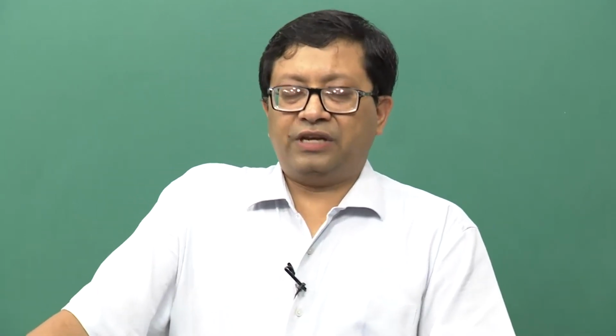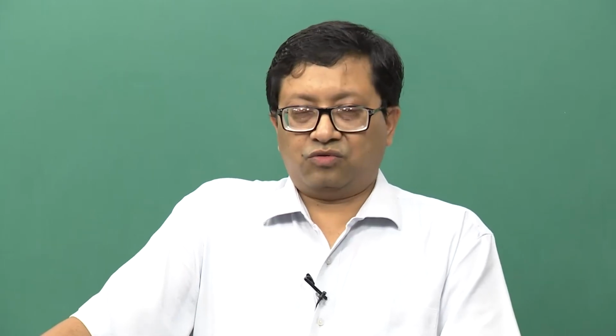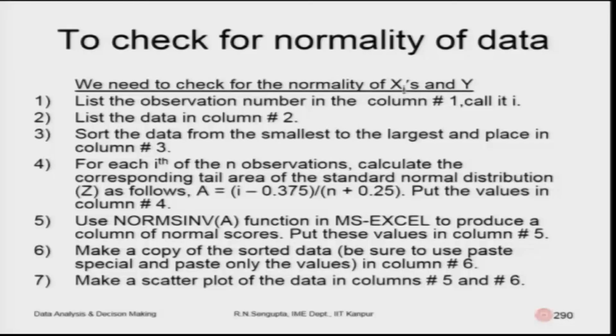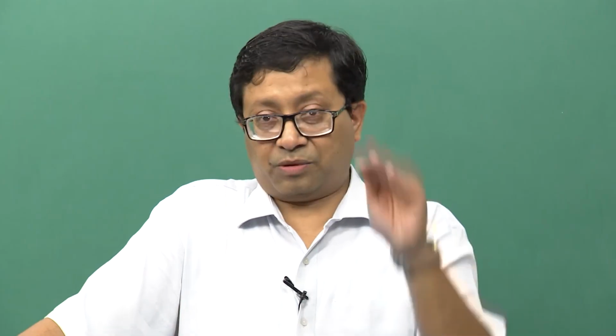Now, we need to check for normality of data. This is very important, and we will consider the concept of QQ plots. QQ plots will be covered in the next class, but initially let me start the discussion. We need to check the normality of the curves. In an Excel sheet, you list the observation numbers in column 1, call it I, which can be 1, 2, 3, 4 till whatever values you have, and list the data in column 2. Now, we sort the data in column 2 and put it separately in column 3 from the smallest to the highest. That means you have ranked them.